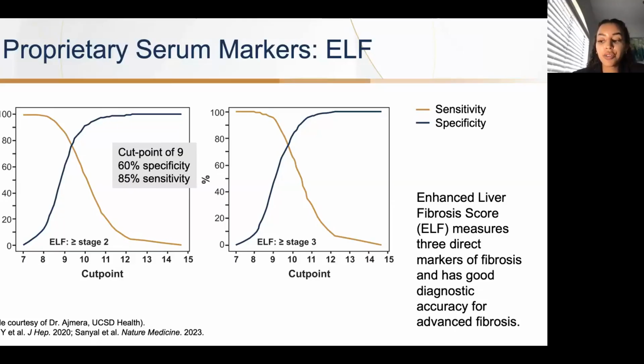The range for ELF: if the ELF comes back 7.7 to 9.8, somewhere in that range, then there is a risk for advanced fibrosis. And so then we may consider further testing or a referral to hepatology clinic. And as that score gets higher, the specificity also gets higher.